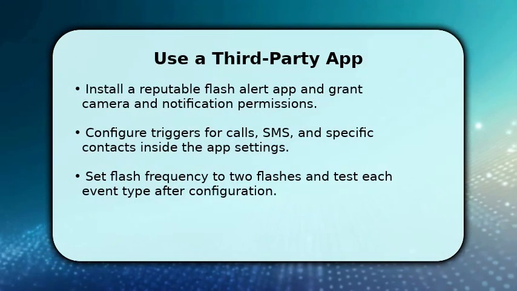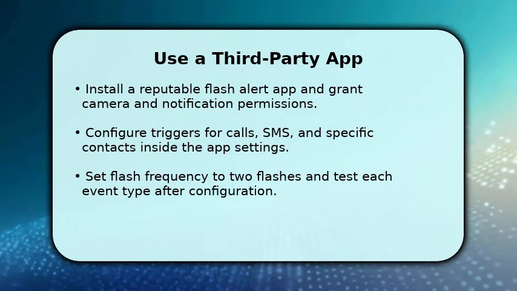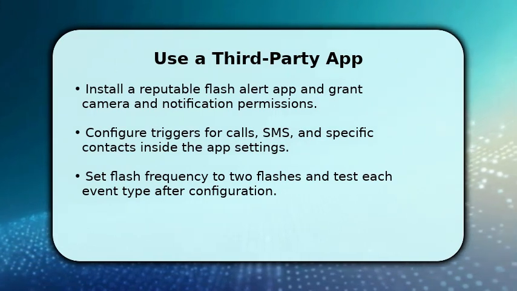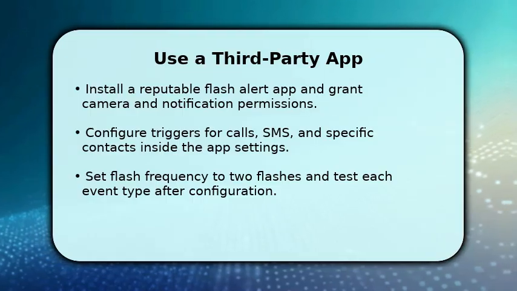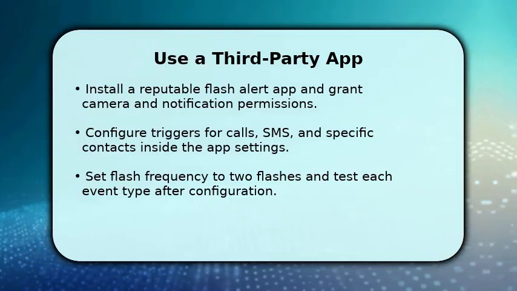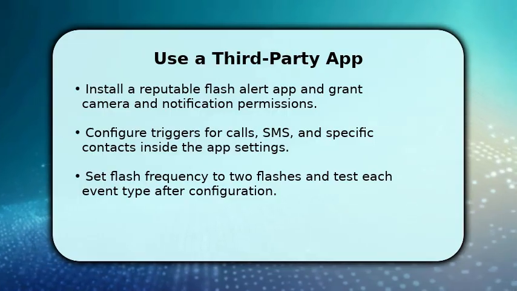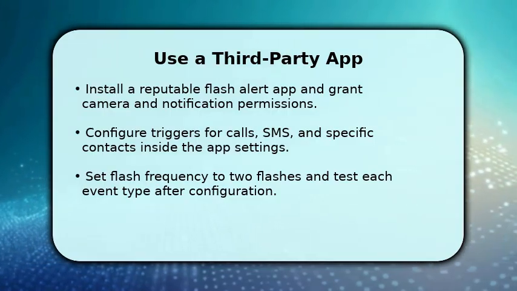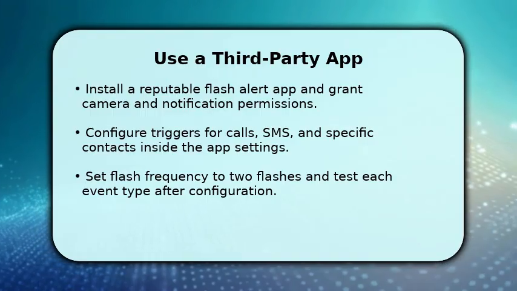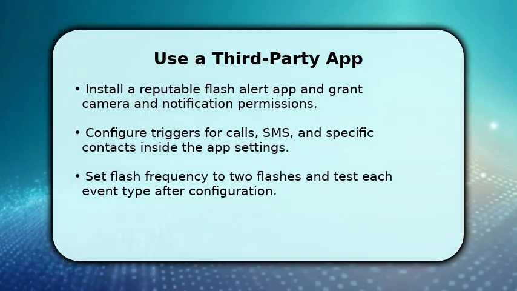If your phone lacks a built-in option, install a reputable flash alert app from the official store. Open the app and grant camera and notification permissions when requested for proper operation. In the app settings, enable triggers for incoming calls, SMS, and optionally for specific contacts only.